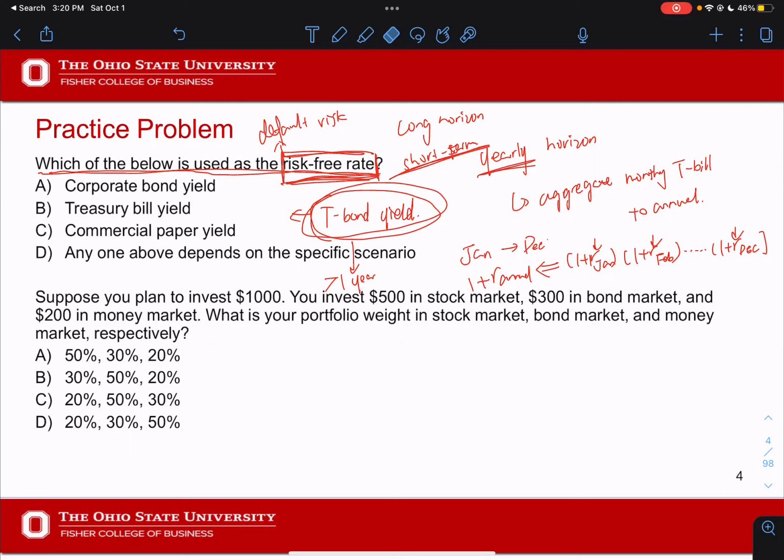So if I give you the question, I'm gonna make sure this does not exist. Like here, the corporate bond yield and the commercial paper yield both includes potential default on the firm. So they too cannot, of course, use as risk-free rate. And of course, the D will be wrong.